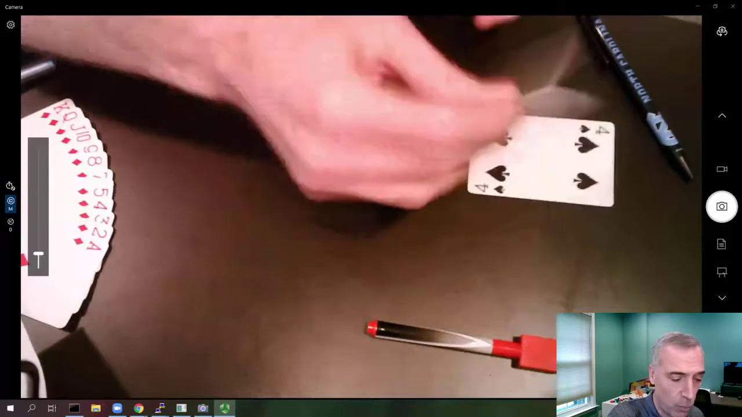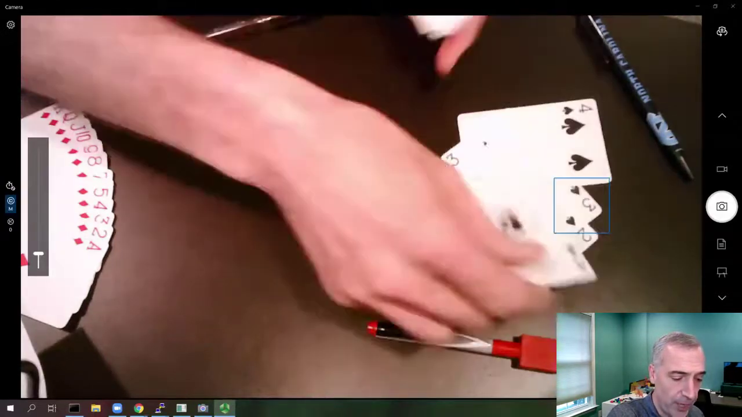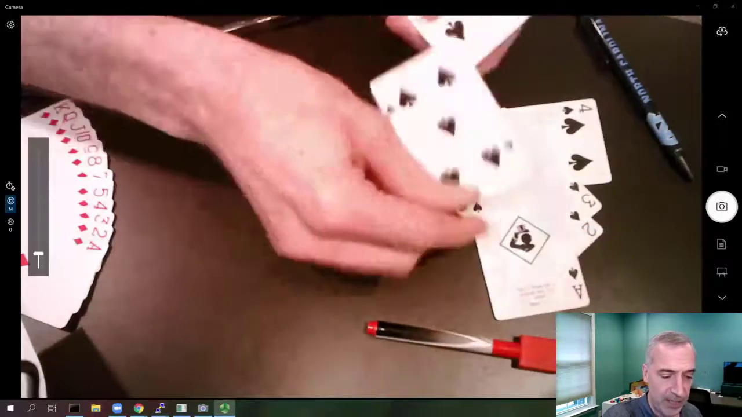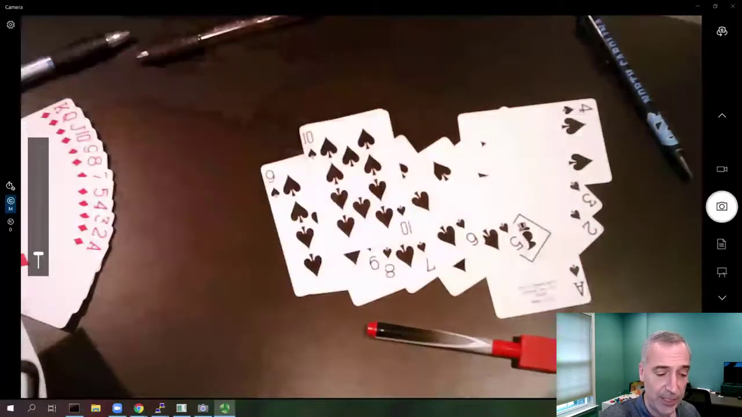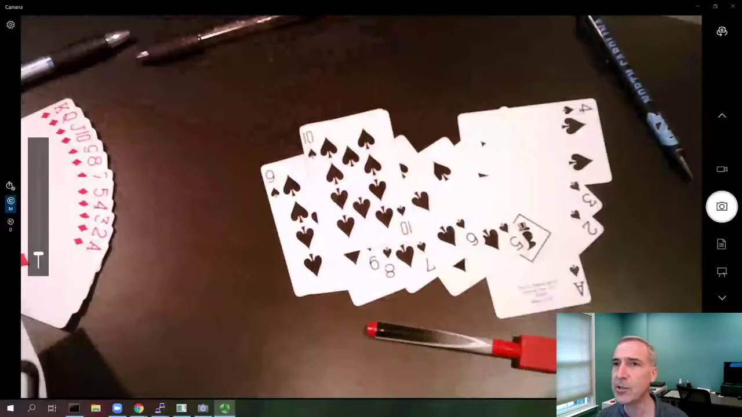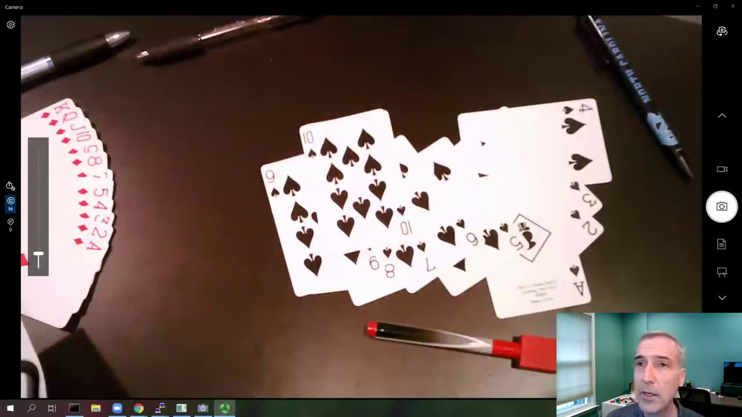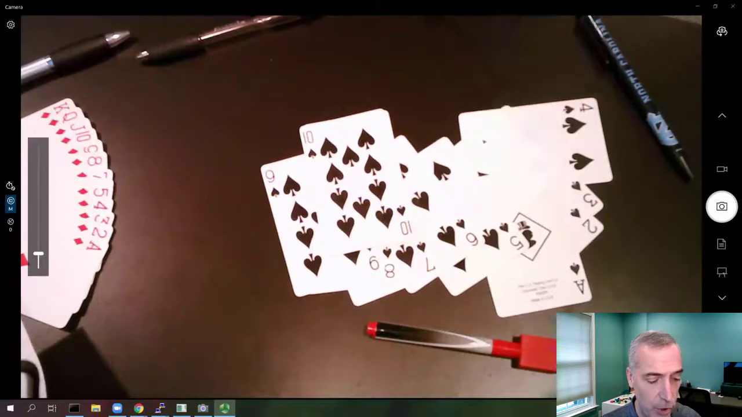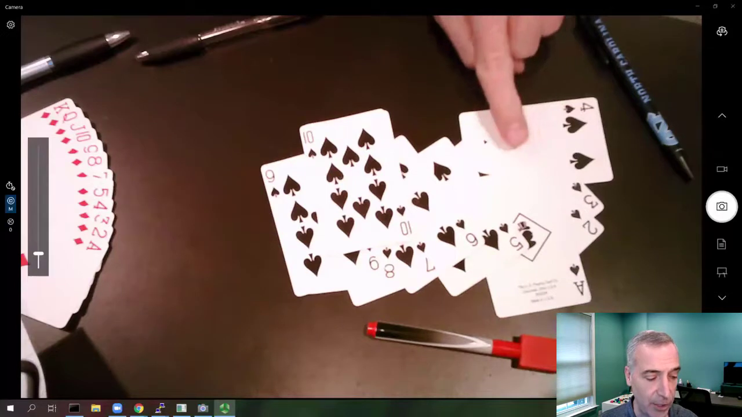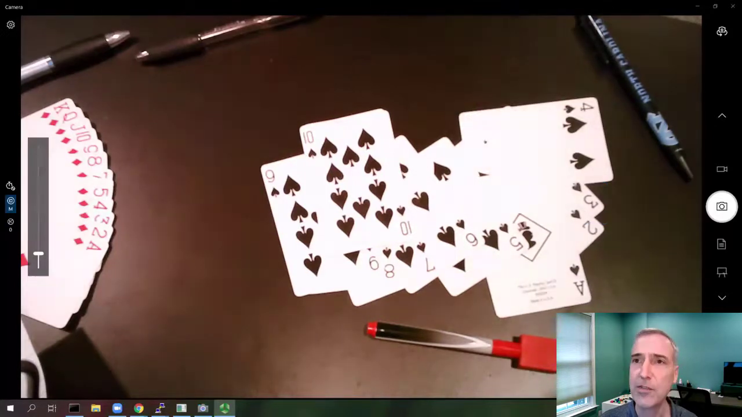So 1, 2, 3, 4, there's our ace, 5, 6, 7, 8, 9, and throw the rest of the deck on top. Now here's what's interesting. Remember, before it was at offset 0, 1, 2, 3. Now it's at offset n-1, n-2, n-3, n-4. What is n-4? Well, n is 13, minus 4 is 9.